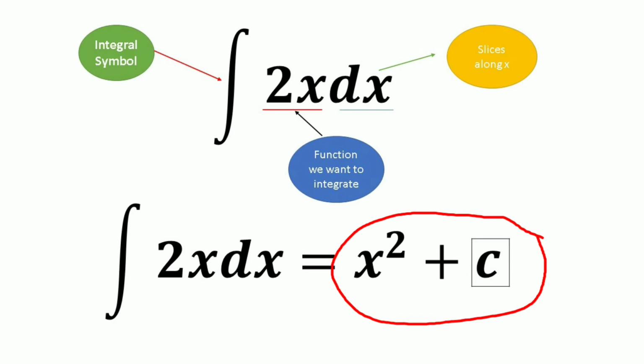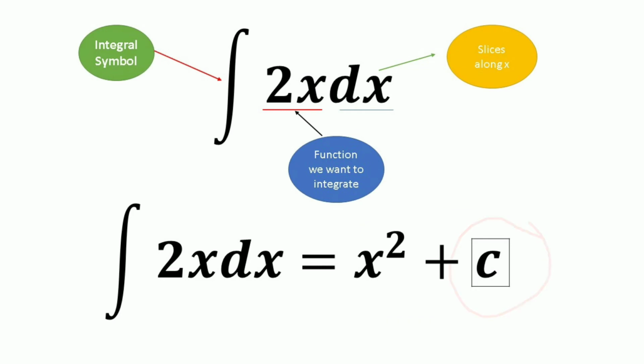So what do we mean by c? We wrote the answer as x squared plus c, but why did we write plus c? It is the constant of integration. It is there because there are many functions whose derivative may be 2x.